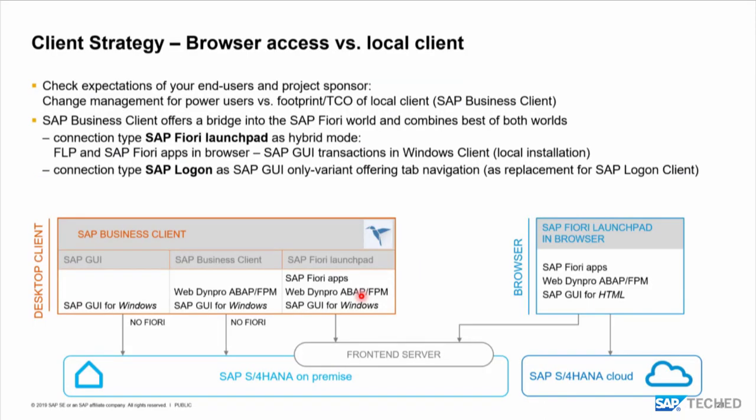Second topic is the client strategy. The simplest version is you access Fiori for S/4HANA via browser. This is what I've just shown in my demo. There is a second option, especially for those customers who want to have a local client. You can use the SAP Business Client instead of the SAP Logon. This business client has 3 different connection types. One is a classic SAP GUI connection type, so it feels very similar to a classic GUI, and is an easy way for users to adopt.